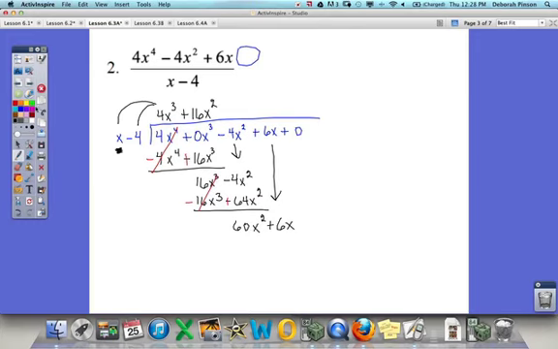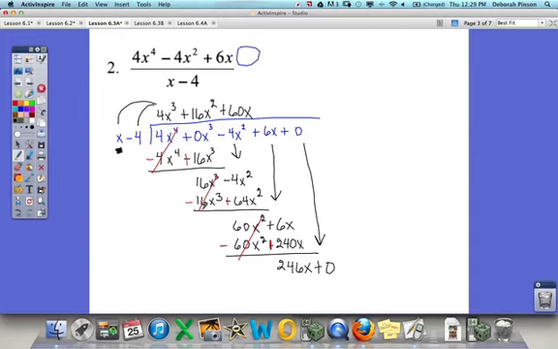Okay, pattern again. So what do I need to multiply x by to get 60x squared? I need the 60 and one of the x's. So I have 60x squared minus 240x. And subtract. And remember, you've got to distribute out the negative, so it goes to both of those. So I'll have 246x plus 0.